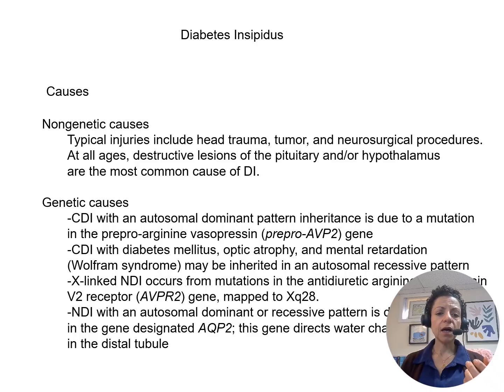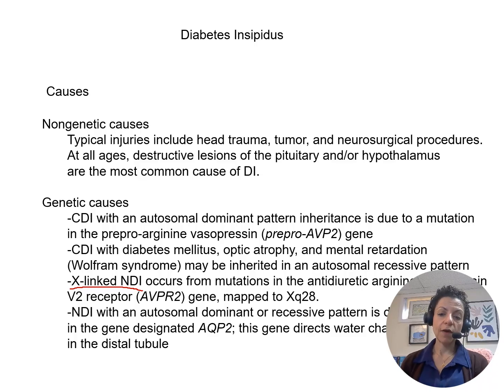We have autosomal dominant nephrogenic DI. Now, one that's actually got an interesting history to it is this one with an X-linked nephrogenic DI. Right? So X-linked, we've talked about this before, where females have 2 X chromosomes, males only have 1. This is a recessive. When it's X-linked, it's usually a recessive trait.